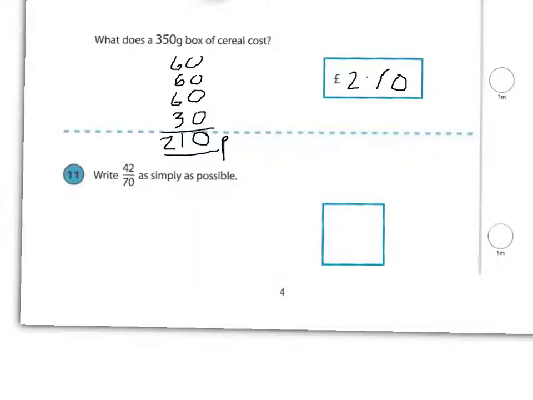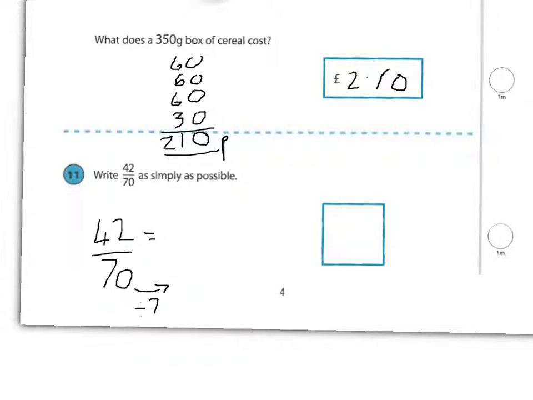Question 11. Write 42/70ths as simple as possible. So this is simplifying or cancelling down. So we have to divide the top and bottom by the highest factor we can think of. And the one that's coming to mind for me at the moment is 7. So I'm going to divide top and bottom by 7.